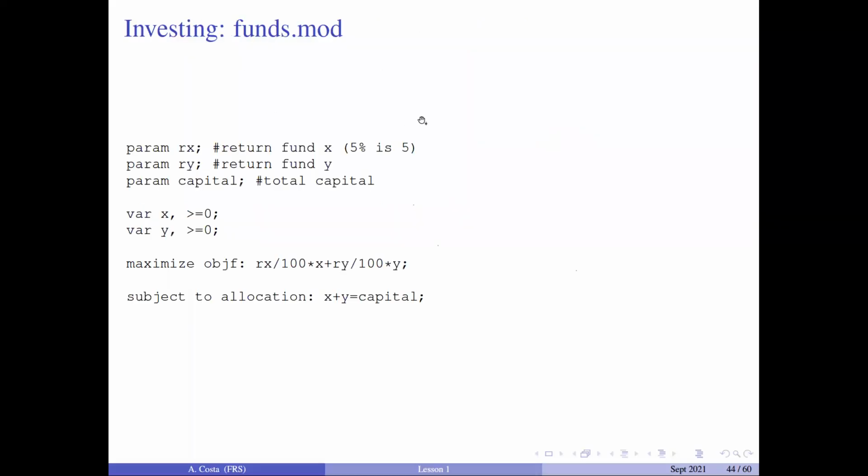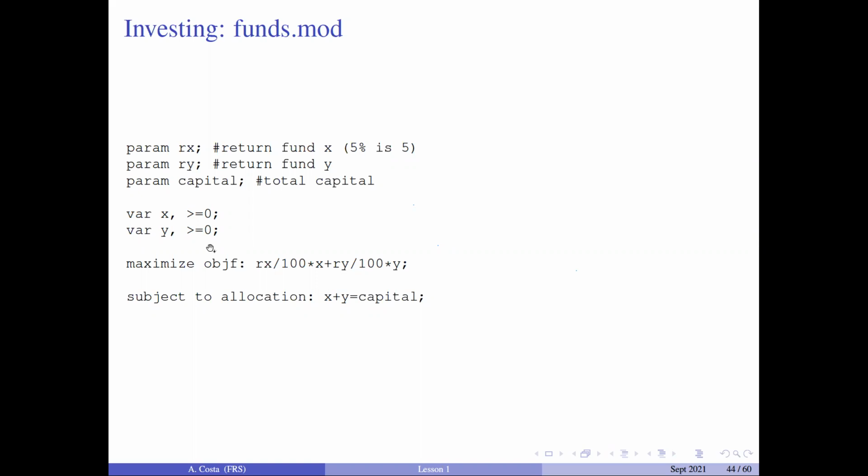Now that we have that, we need to write the, remember, mod, data, and run file. So we have the parameters, as we said, return of the fund X, I call it Rx, okay? And the return of the fund Y, I call it RY. And then the capital, that is 50K. Then we have two variables, X and Y. And these variables represent the amount of money invested in fund X and fund Y. And these variables are greater than or equal to 0, because we are not doing short selling or other things. So, you have to invest a positive sum.